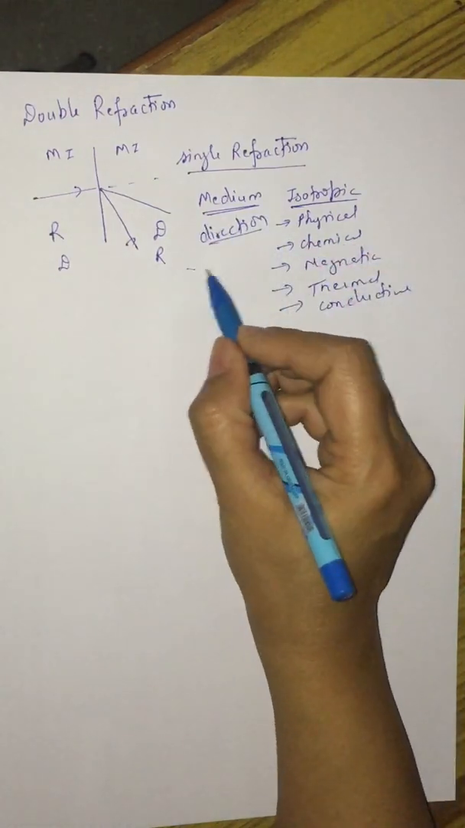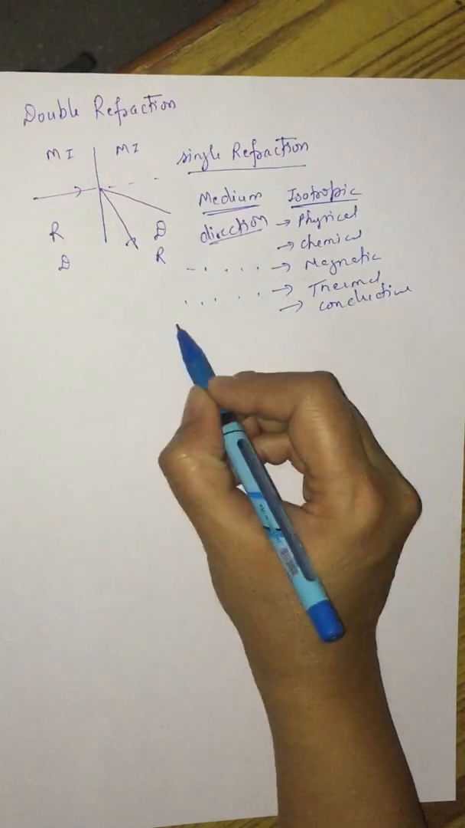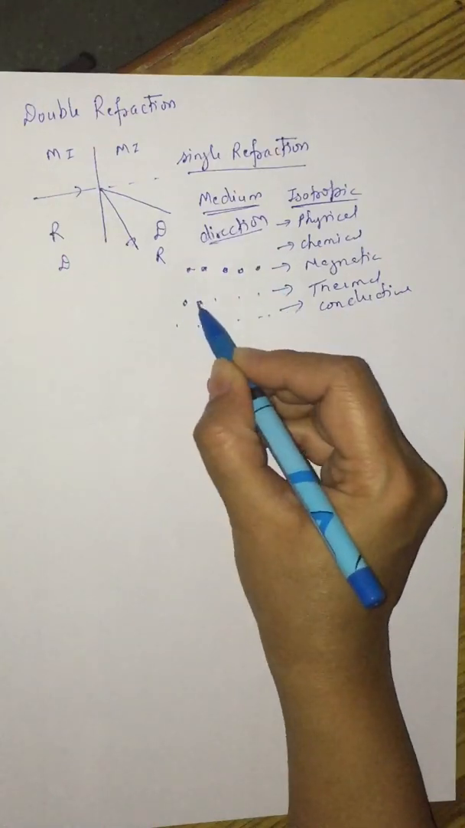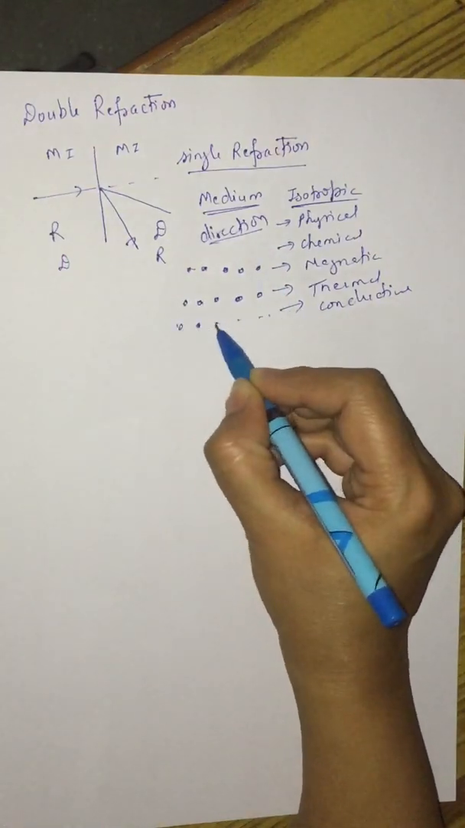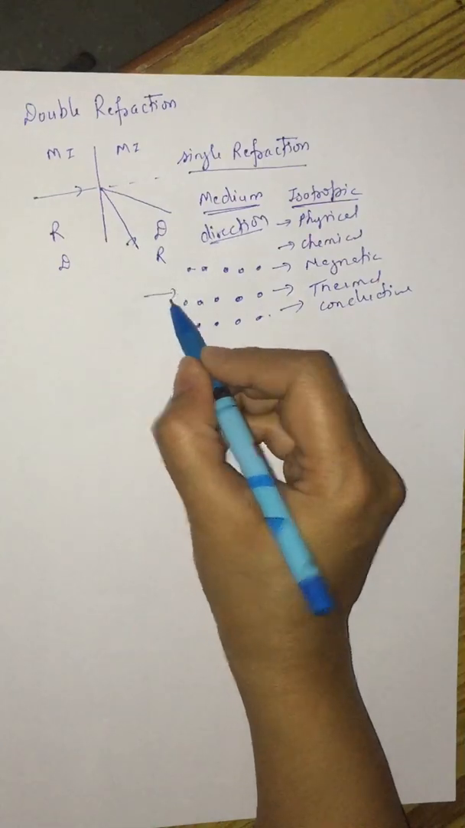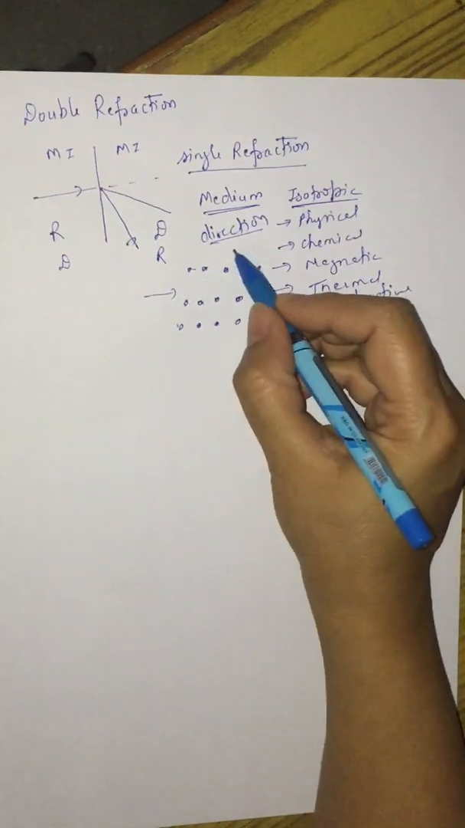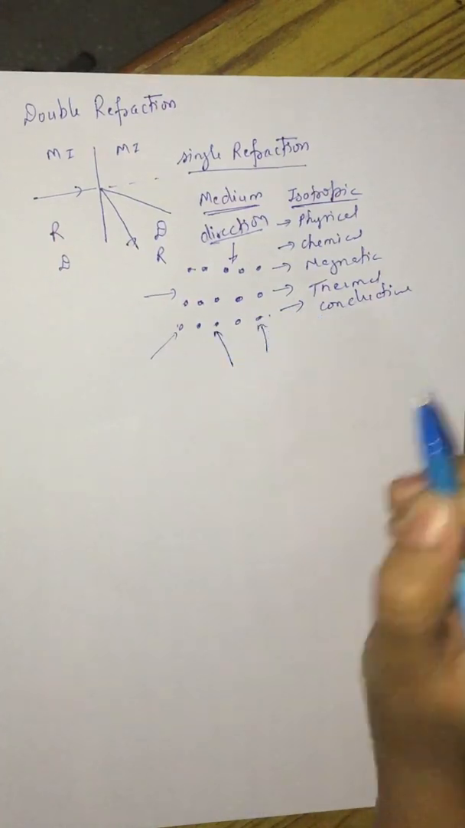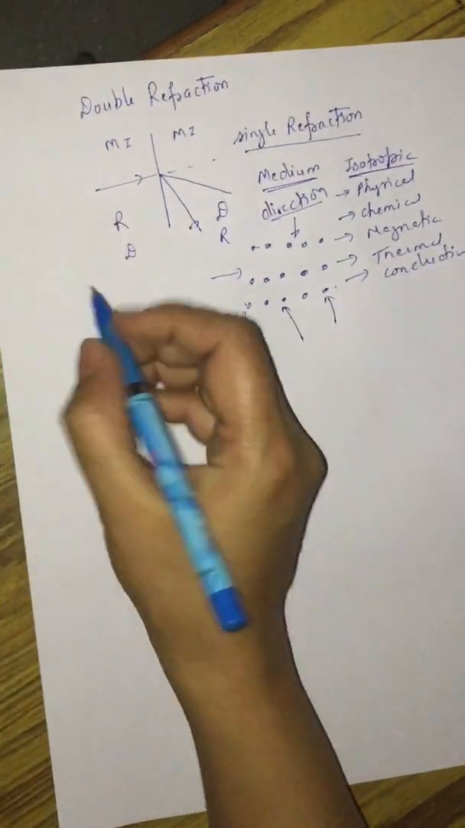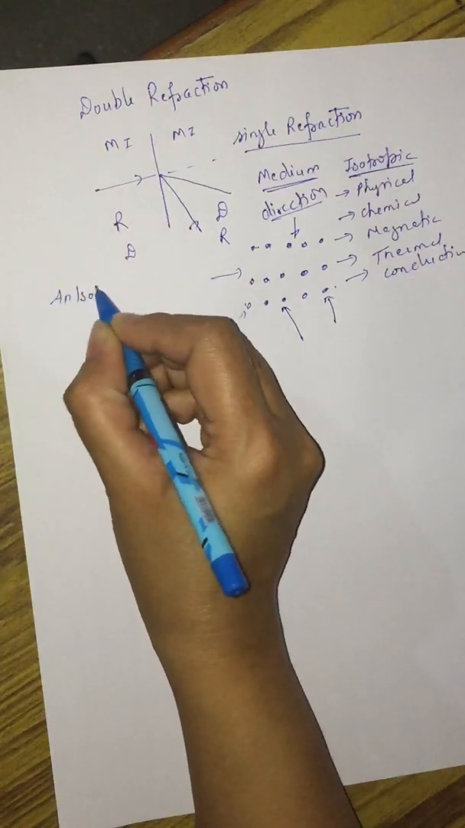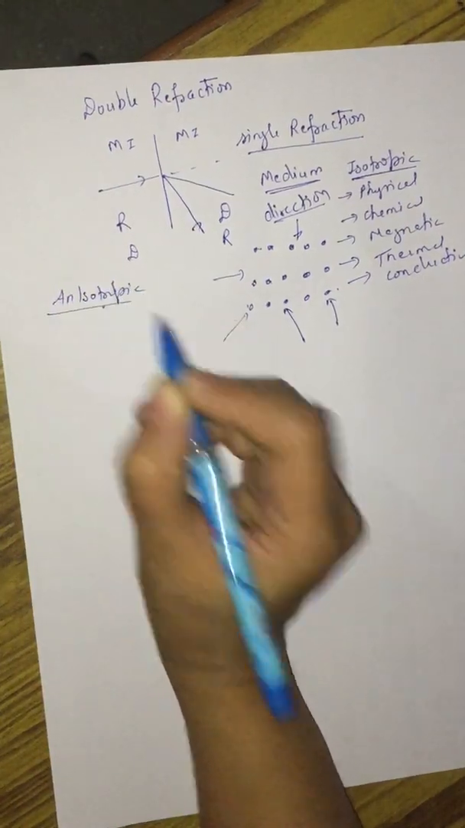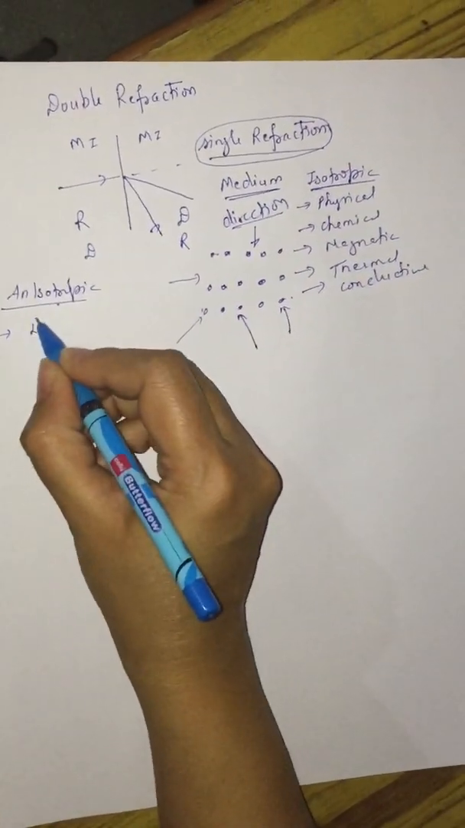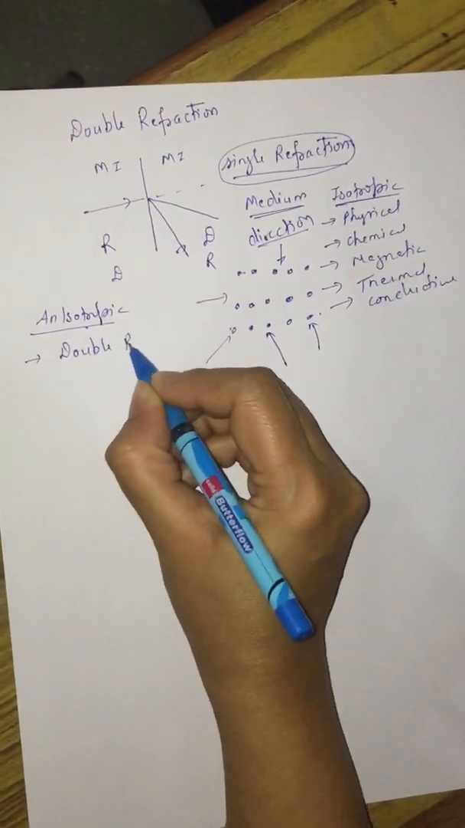For example, if we are taking an isotropic material and let us consider this is the arrangement of atoms, molecules or ions in the medium, then if we move from this direction, the effect will remain the same as moving in other random directions. But in the case of anisotropic materials, the refraction is not a single refraction. The phenomenon of refraction becomes double refraction.